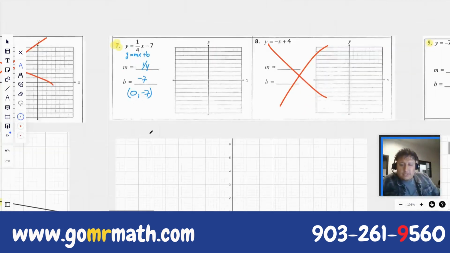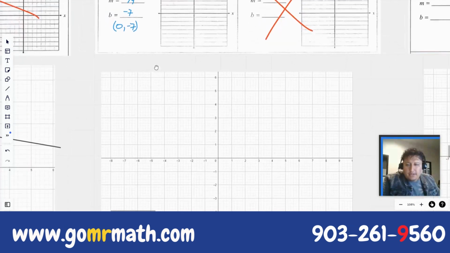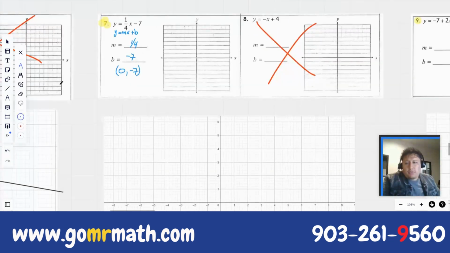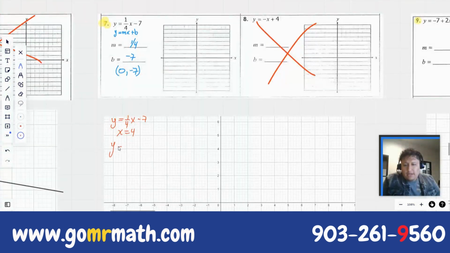Now, let's get to this graphic down here. So first point 0, -7, and then we need to find another point. Okay, we have y equals 1/4 x minus 7. What about if we say that x is equal to 4? We'll have y equals 1/4 times 4 minus 7. We simplify, this becomes 1, and y is equal to 1 minus 7. 1 minus 7 is -6.